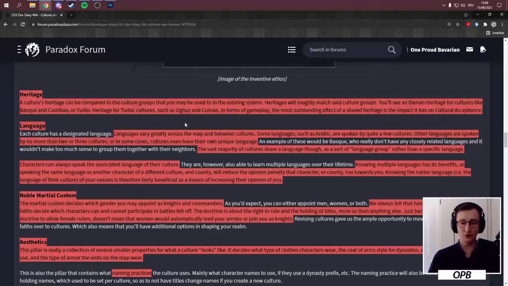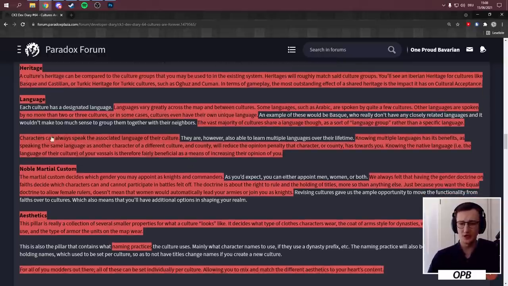Languages vary greatly across the map and between cultures. Some languages, such as Arabic, are spoken by quite a few cultures. Other languages are spoken by no more than two or three cultures, or in some cases, cultures even have their own unique language. An example for that is Basque, of course. They are the only ones that speak it. The vast majority of cultures share a language, though, as a sort of language group rather than a specific language.